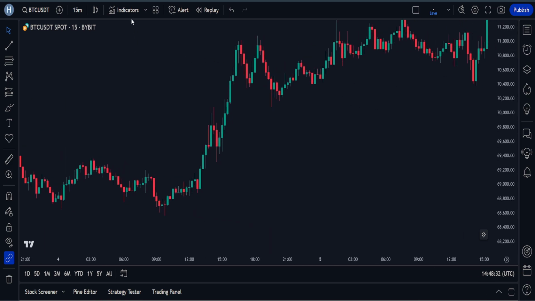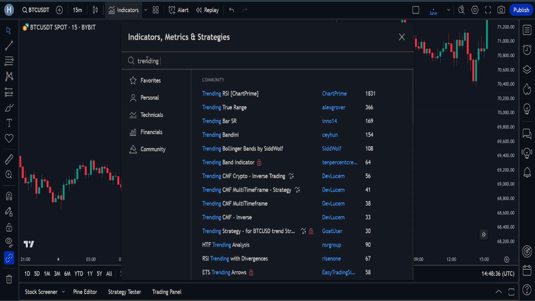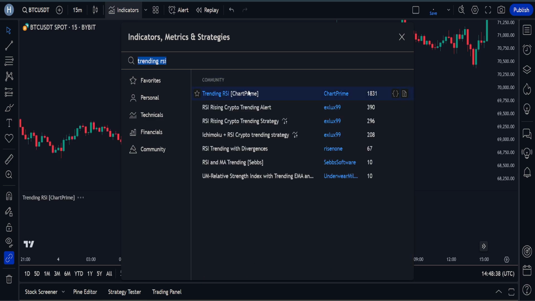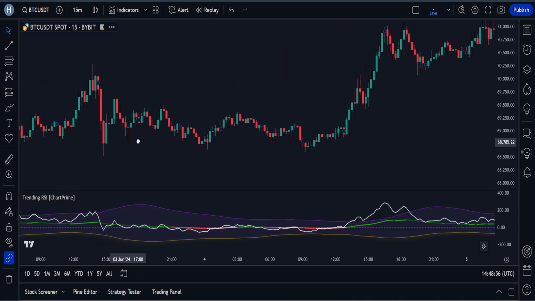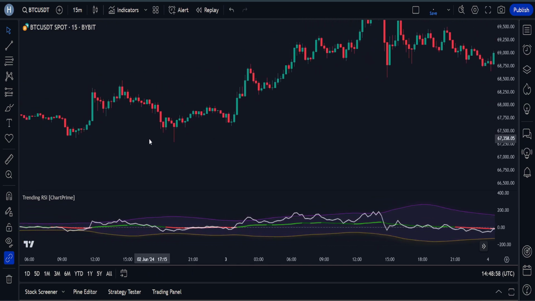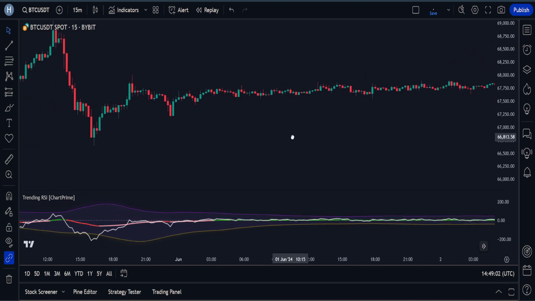To add this indicator to your trading chart, click on the Indicators tab and type Trending RSI. After that, add this one created by ChartPrime. This is how it will look on your trading chart. This advanced version of the traditional RSI integrates trend information, addressing the shortcomings of the conventional RSI.